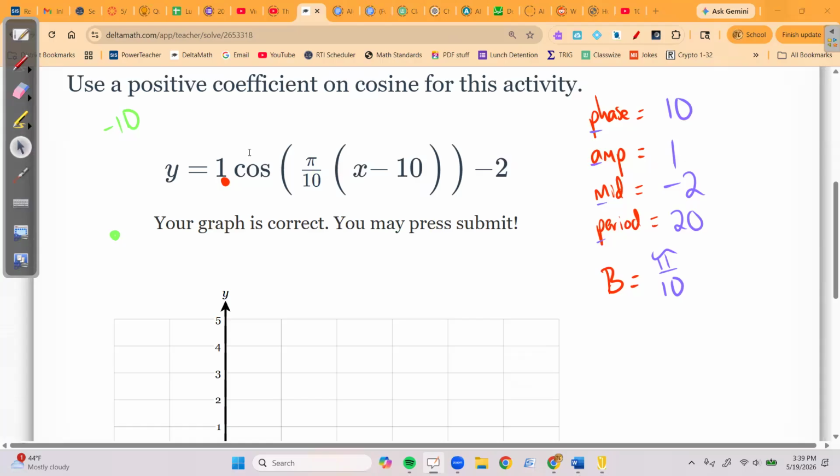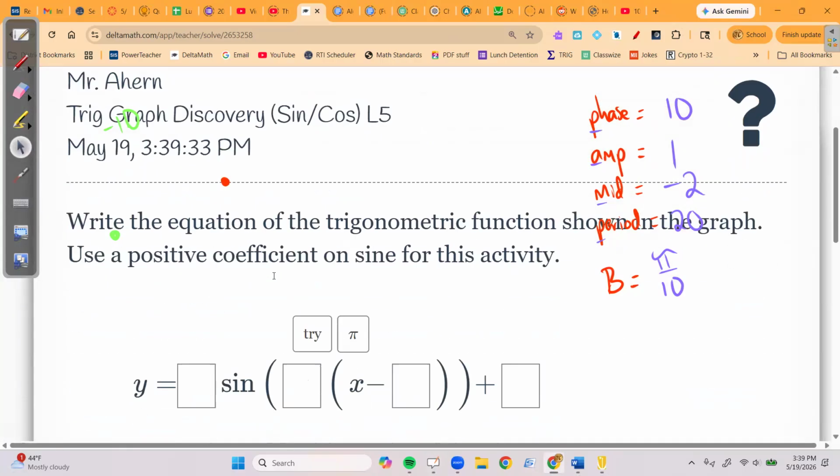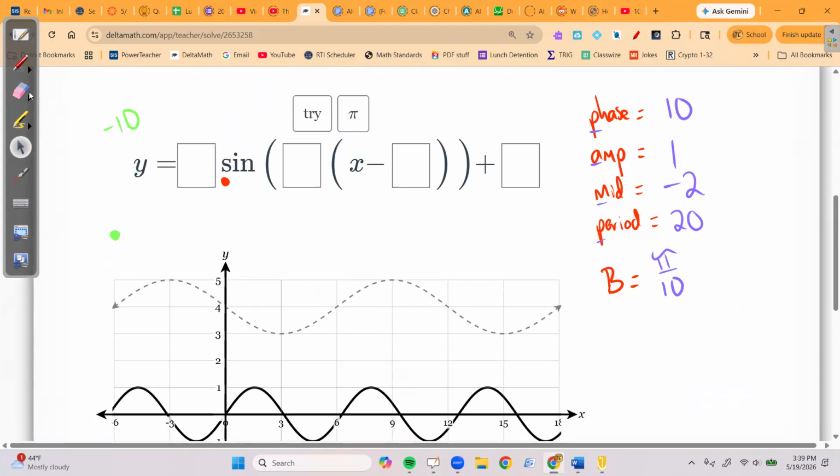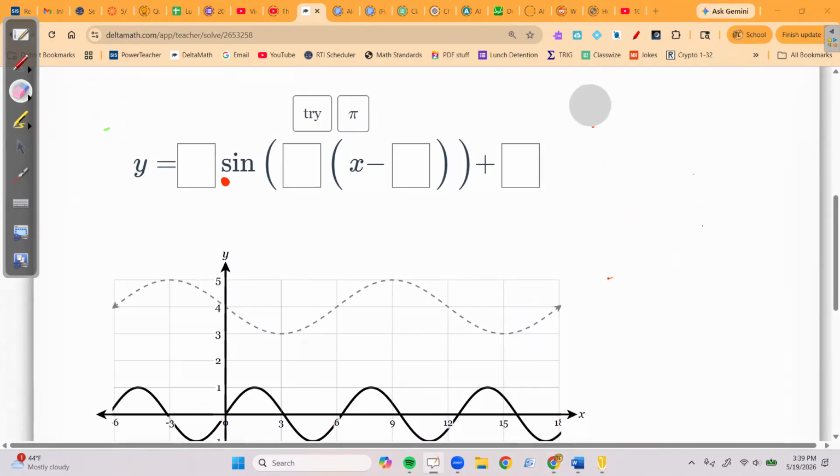So yeah, let me make a new problem here. I think this one looks just fine. The amplitude is 1. So a lot of these I can just fill in as you say them. You already know the midline is 4, so I can put in a 4, correct? And then the amplitude is 1, so I can put in a 1. And now we need to talk about phase shift.